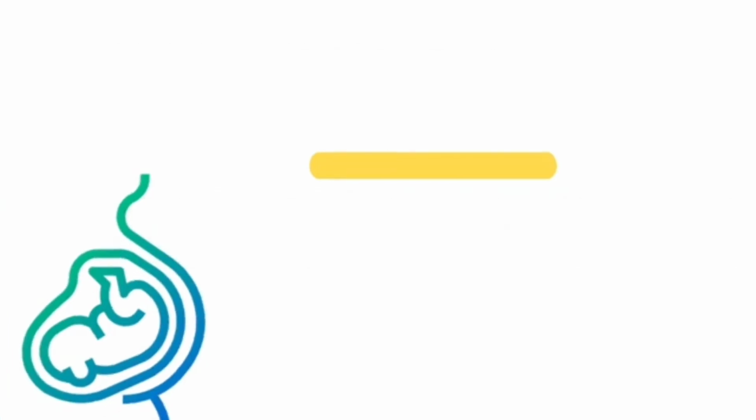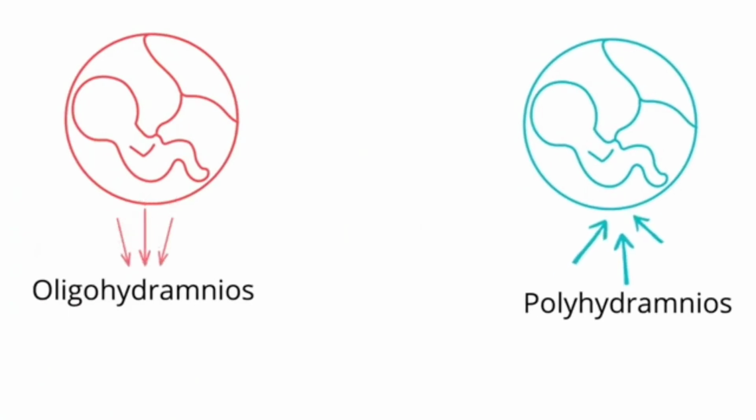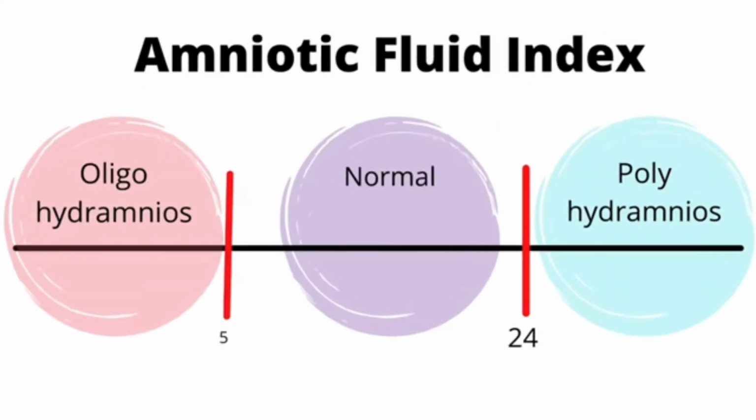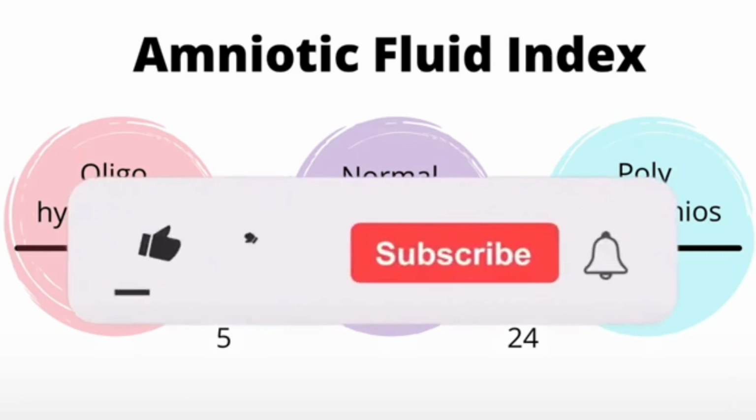Let's talk about oligohydramnios and polyhydramnios and everything you need to know about them for your boards and clerkships. But first, let's take a step back and look at how these states are defined. Oligohydramnios is when there is a decreased amount of amniotic fluid, which is what those down arrows are highlighting. And polyhydramnios is where there is an increased amount of amniotic fluid, which is what the up arrows are highlighting. But to be more precise in the definition of oligohydramnios and polyhydramnios, we use the amniotic fluid index to define them. So normal amniotic fluid is between 5 to 24 centimeters.